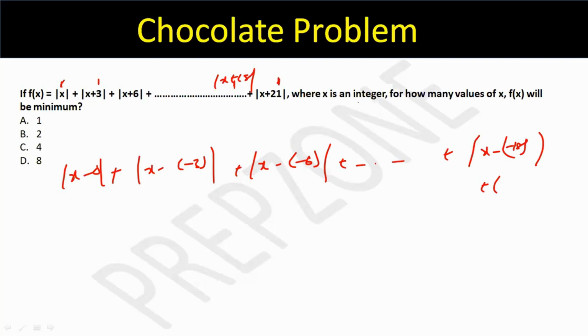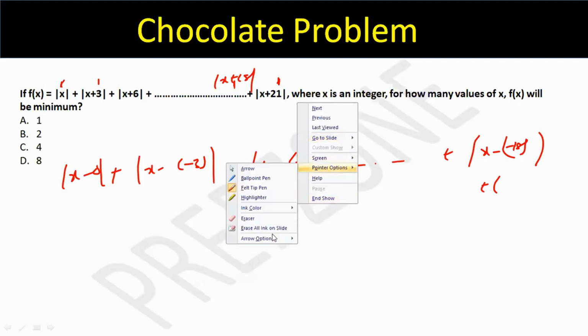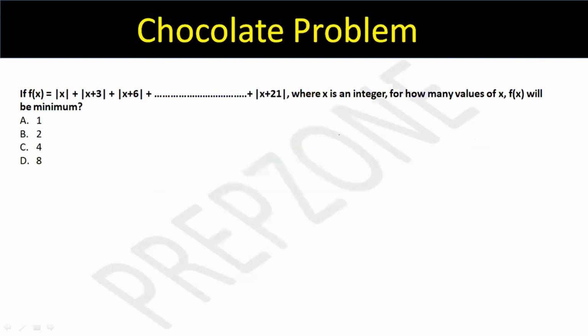See, what have we learned in the last slide, Ankur? What was the mod? Yeah. So for mod of x minus x1 plus mod of x minus x2 and so on, the minimum will be at the middle term when n is odd, right? Okay. So here how many terms are there, what is n? 8 terms are there, right? Which means where will the minimum be? Between the 6th and 7th. Sorry, between the 4th and 5th.